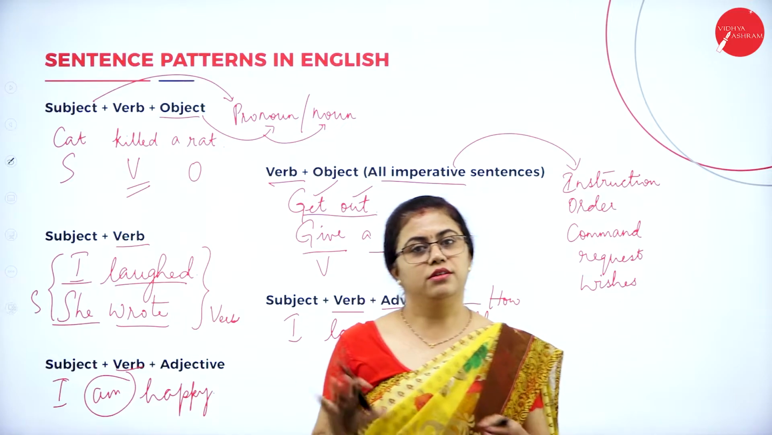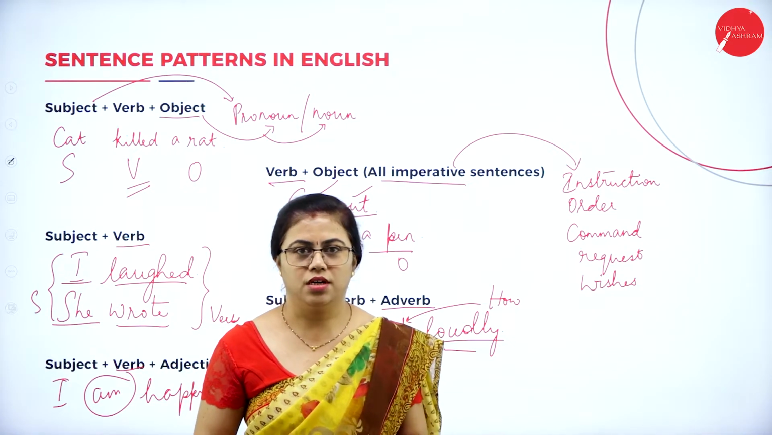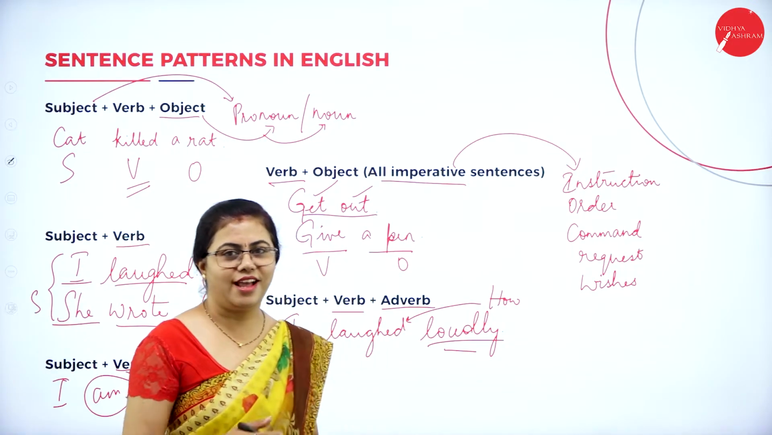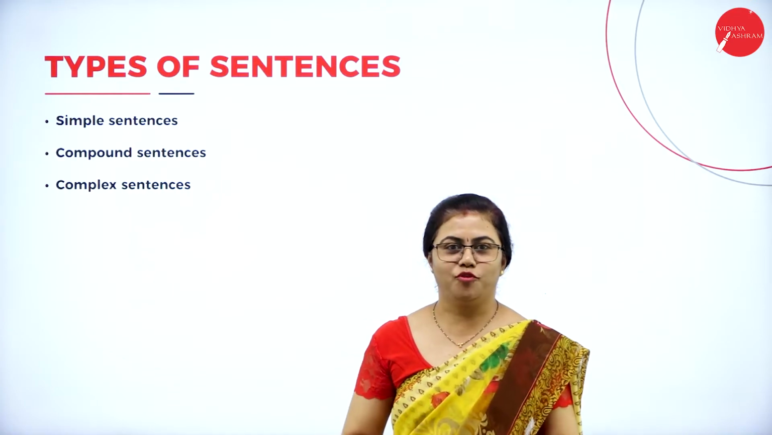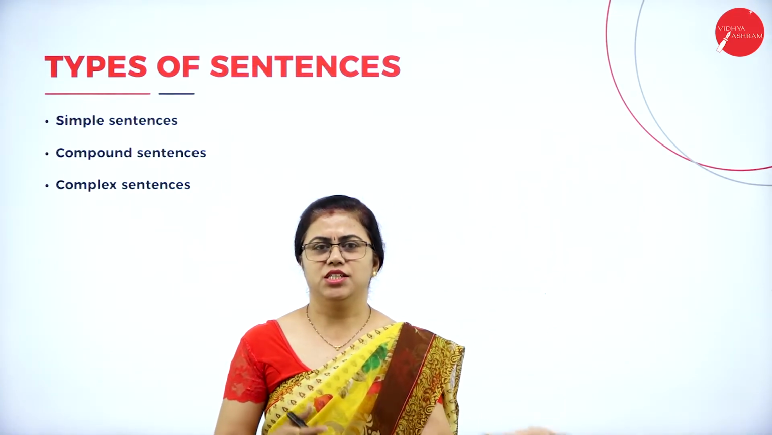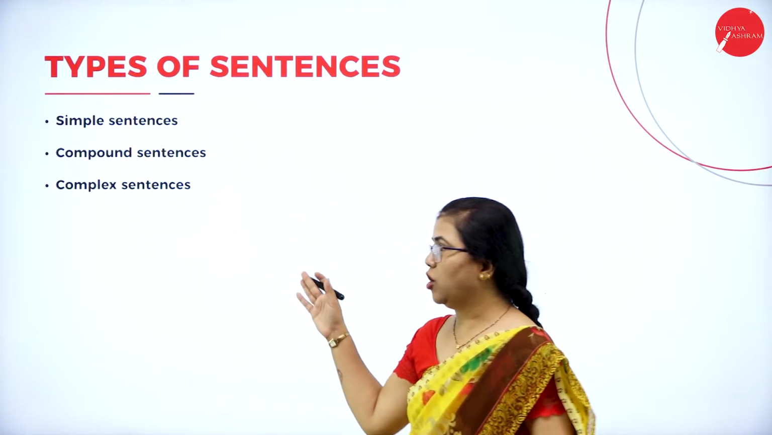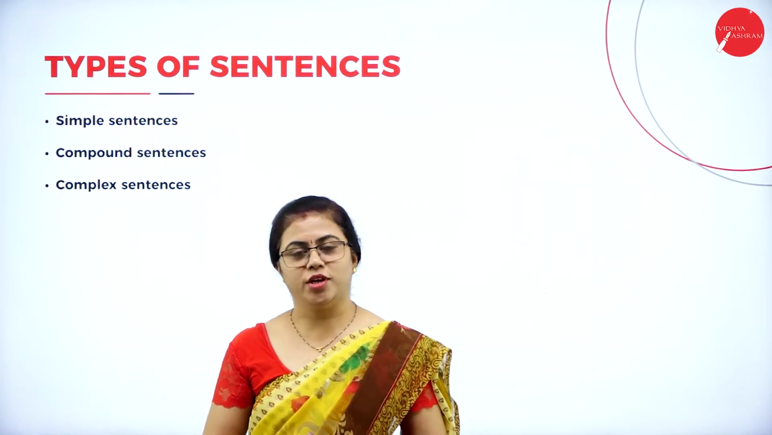More discussion on the sentence patterns of English can be had when we come back to the live class, that is, the physical classes. First we'll understand three different types of sentences. I spoke about imperative sentences, and now I am speaking about simple, compound, and complex sentences. So we are not able to understand. So what is it?